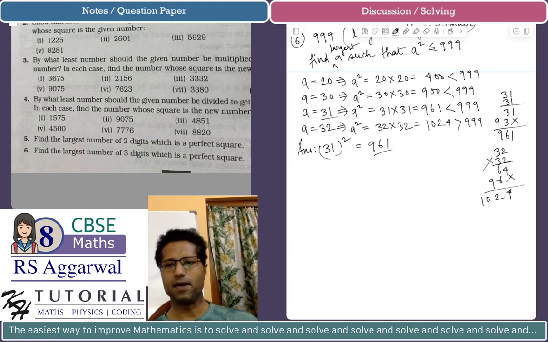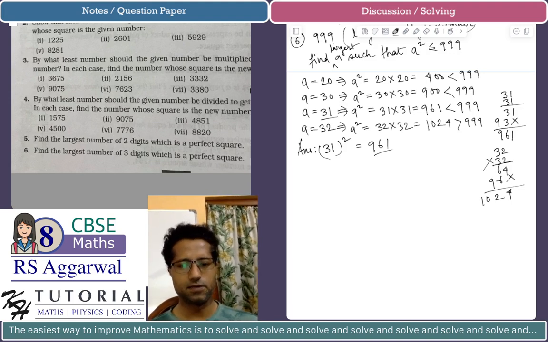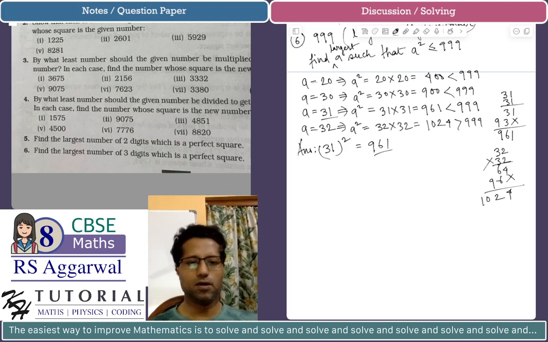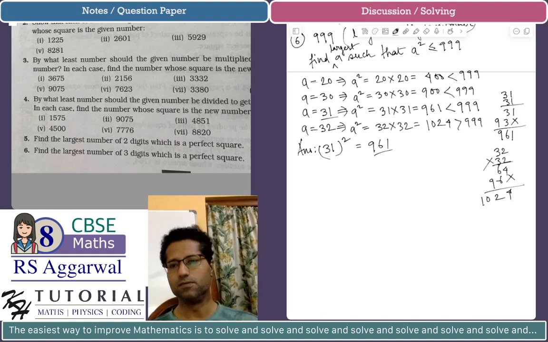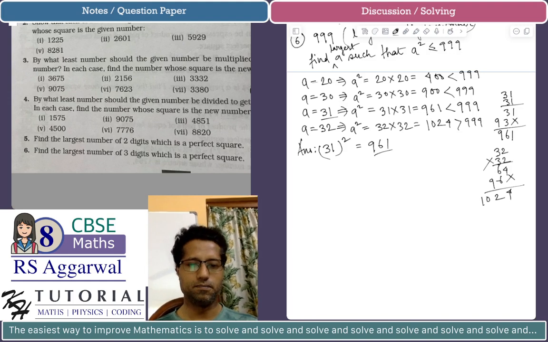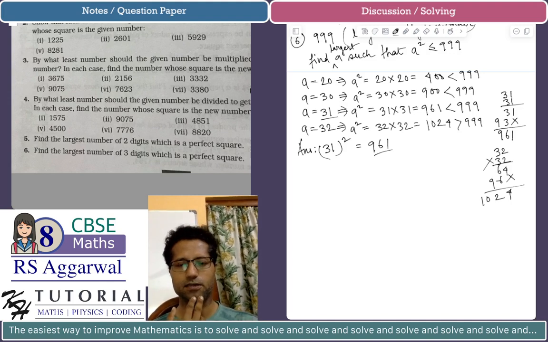So this was my idea of solving problems 5 and 6. I do not know whether there is any better method of solving these two problems. If you know, then you can let me know in the comment section. I will appreciate that. So this brings to the end of solving the exercise 3A.